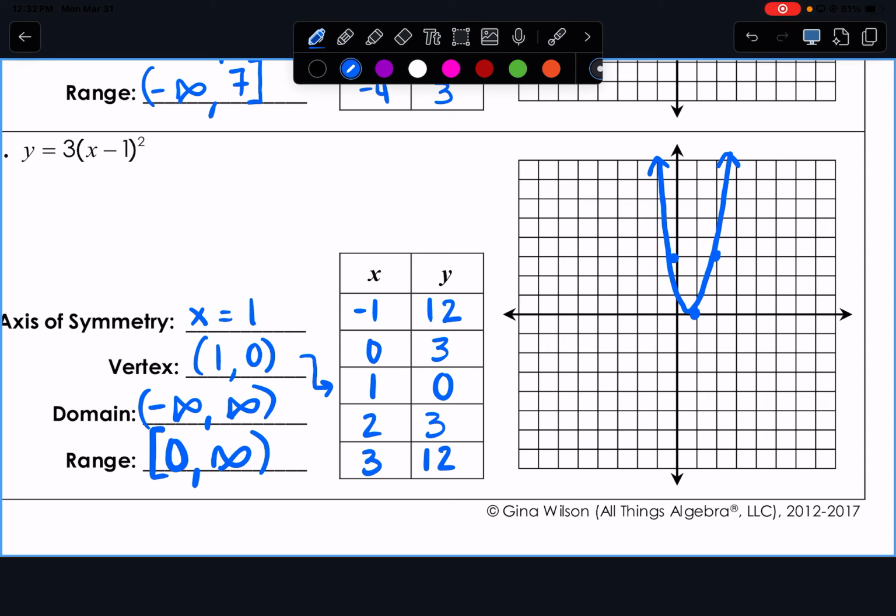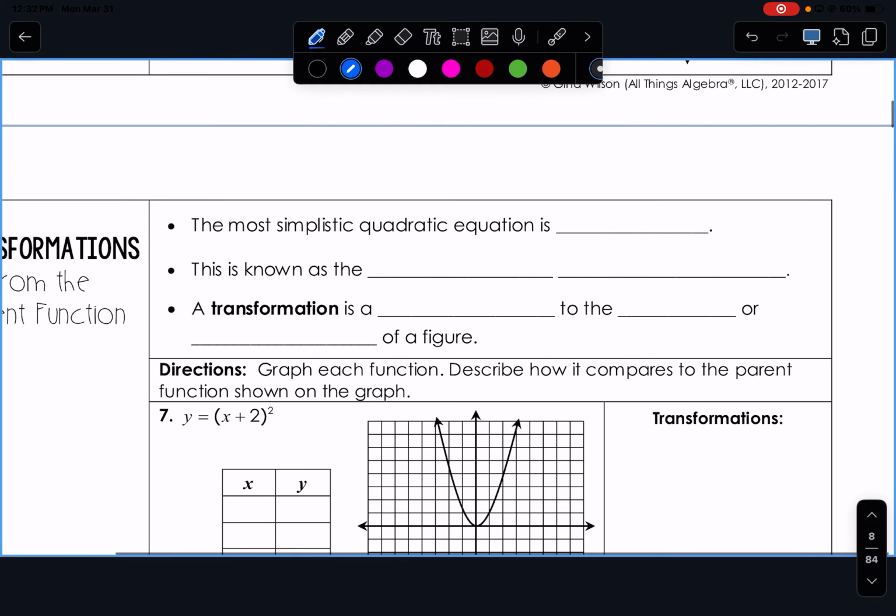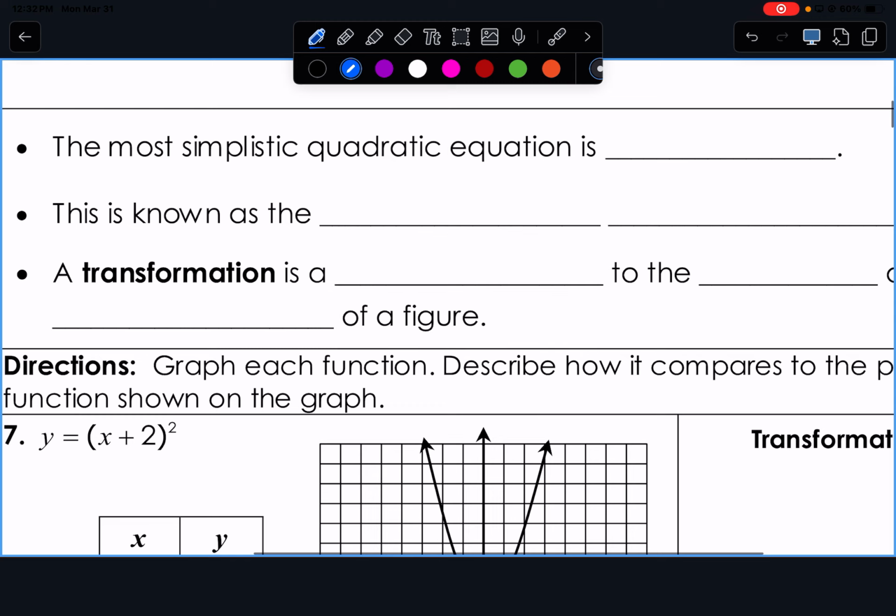Okay, so we talked about our transformations. Next we're going to actually define transformation and talk about what that means. So I want us to look at the top of the back of this page. The most simplistic quadratic equation is the equation y is equal to x squared. This has no transformations. Nothing is changing to make it get skinnier or wider. Nothing is changing it. It is the most base form. That is called the parent function.